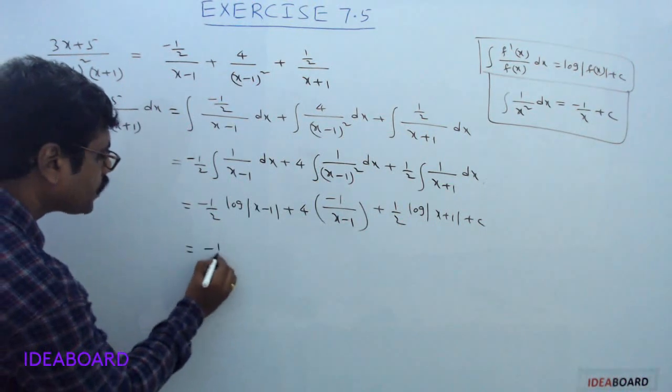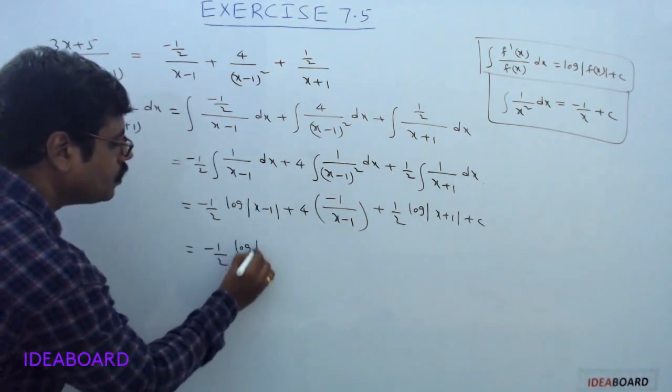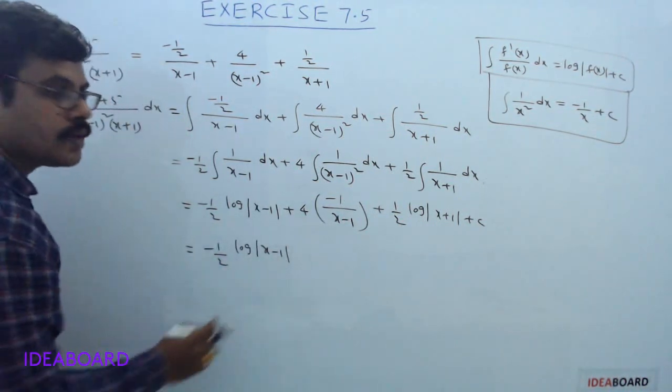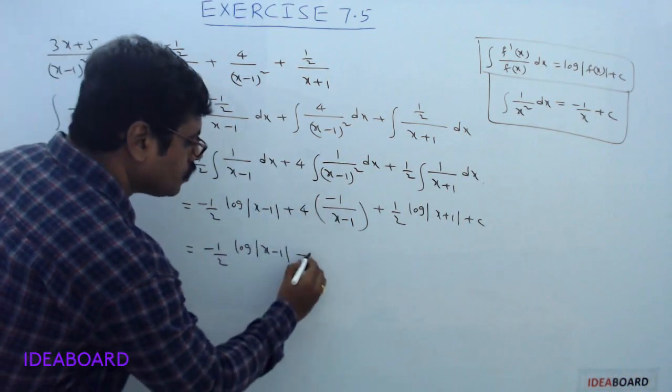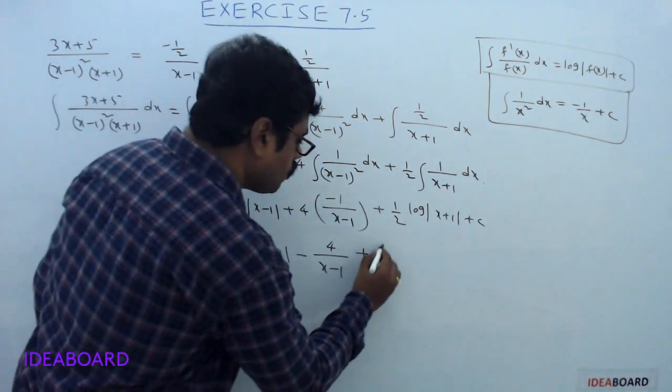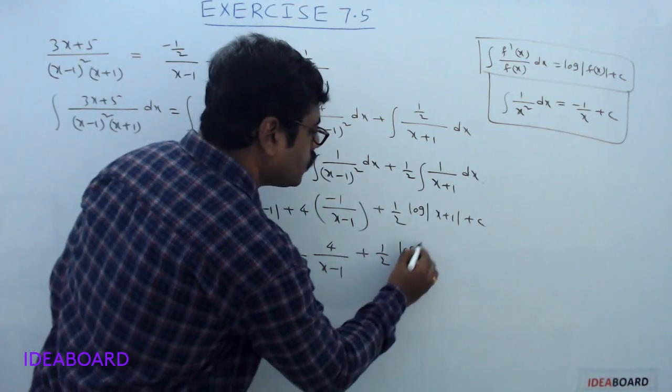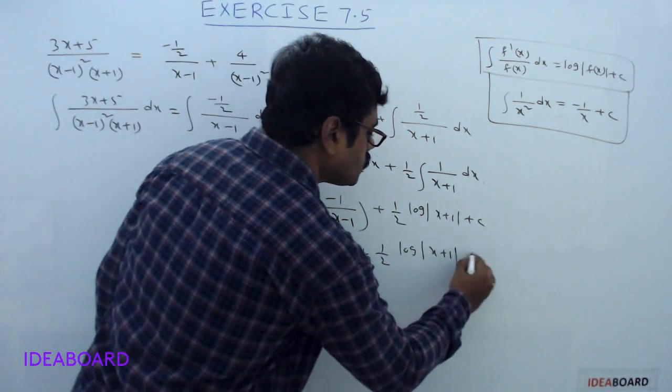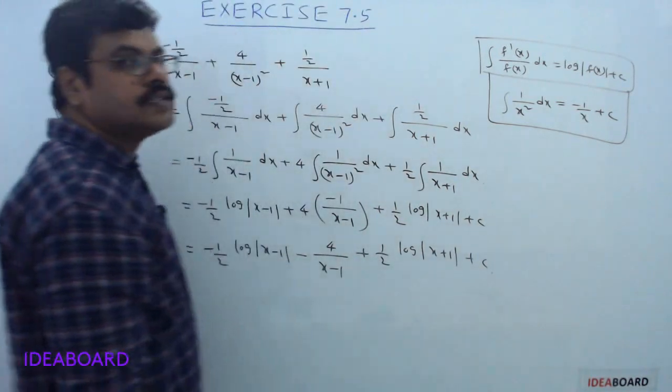So what is the final answer? Minus 1 by 2 into log mod of x minus 1, plus 4 into minus 1 divided by x minus 1, that is minus 4 divided by x minus 1, plus 1 by 2 into log mod of x plus 1, plus a constant c.